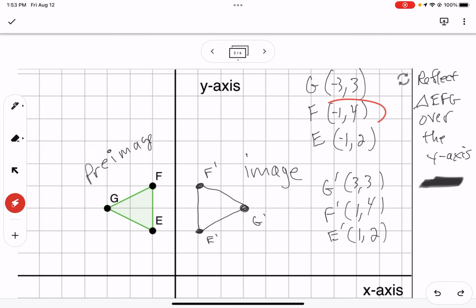Take a look at F, -1, 4. F prime is 1, comma, 4. This means, again, it lost a negative somehow. So the y-coordinate keeps staying the same, 3, 4, 2, 3, 4, 2. -3, 3, -1, 1, -1, 1, okay? So the x-coordinate is the opposite sign. It doesn't mean that it has to be positive. It just means it's the opposite sign of what it used to be. Good to know. If you reflect over the y-axis, you can keep your y-coordinates the same, but create the opposite sign of the x-coordinate, and voila, you're done.